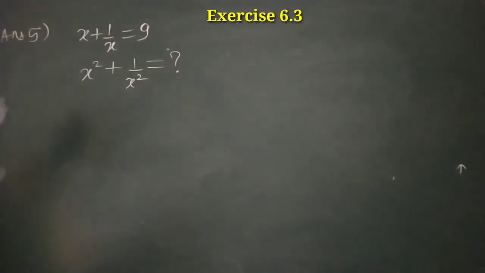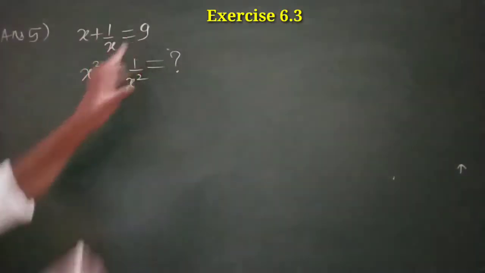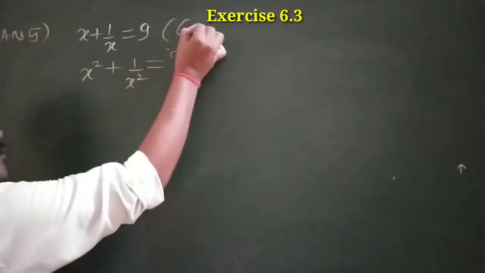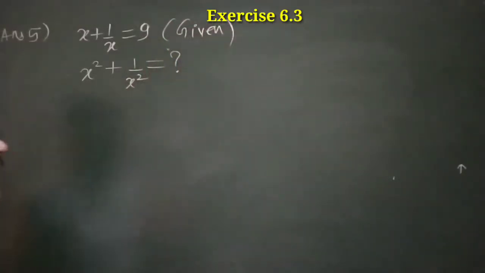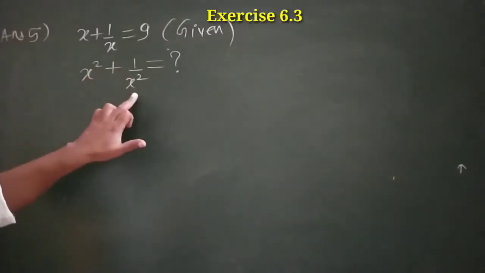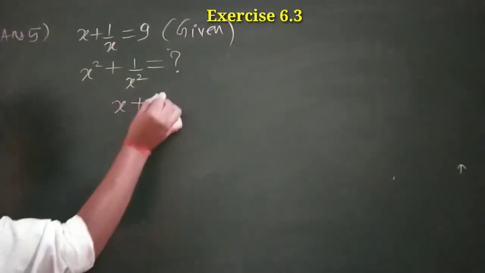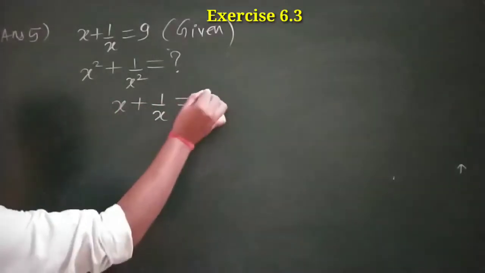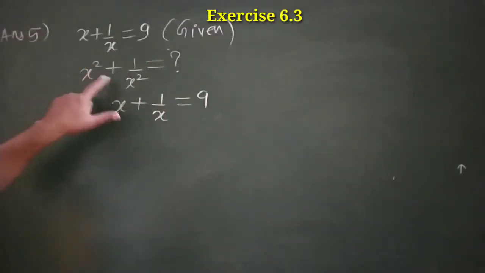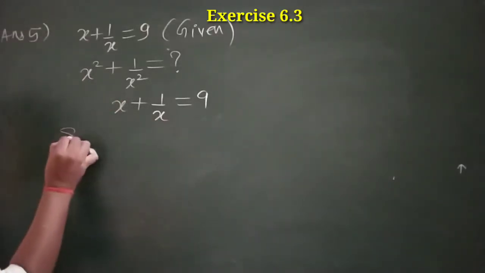Okay student, now see question number 5. In question number 5, x plus 1 upon x equals 9. It is given in the question. Okay, and we have to find out the value of x square plus 1 upon x square. So how to do it? First of all, write this thing, x plus 1 upon x equals 9. Okay, we need squares, so just do the squaring on both sides.